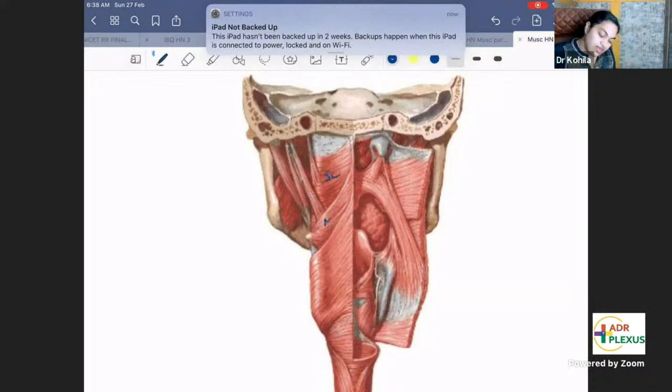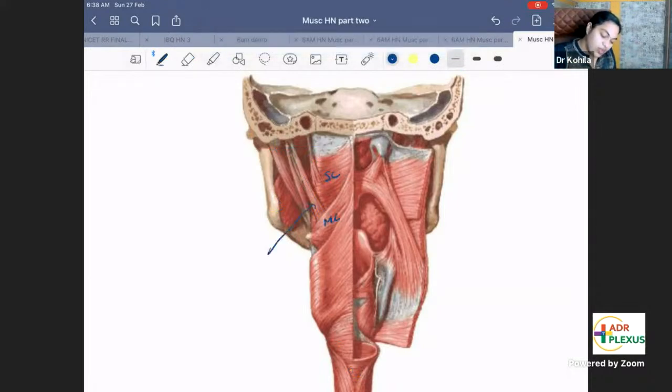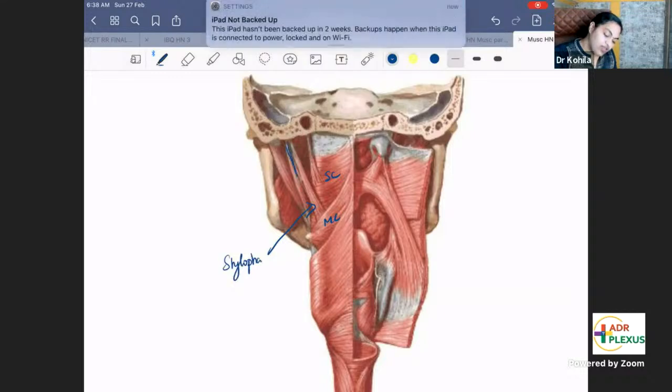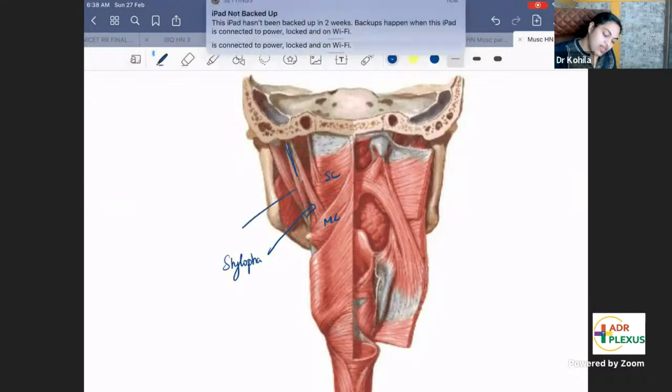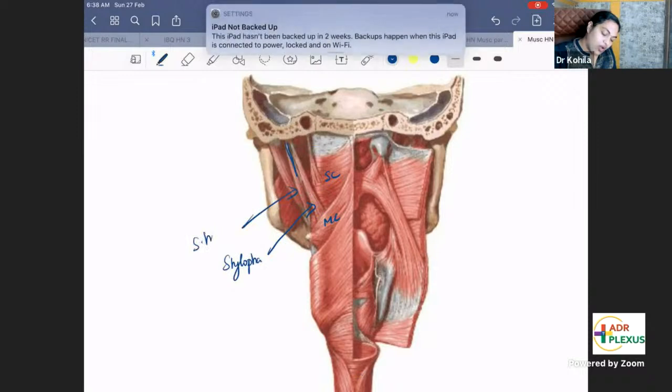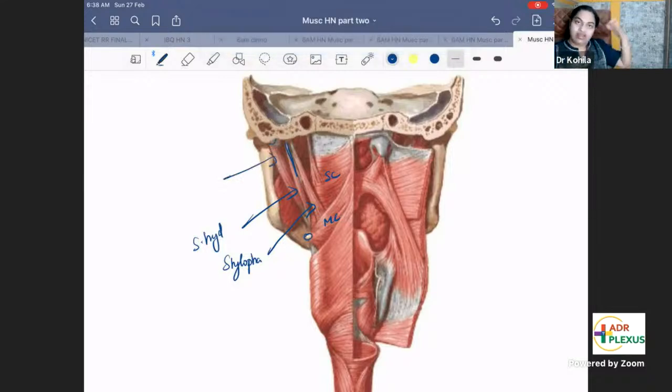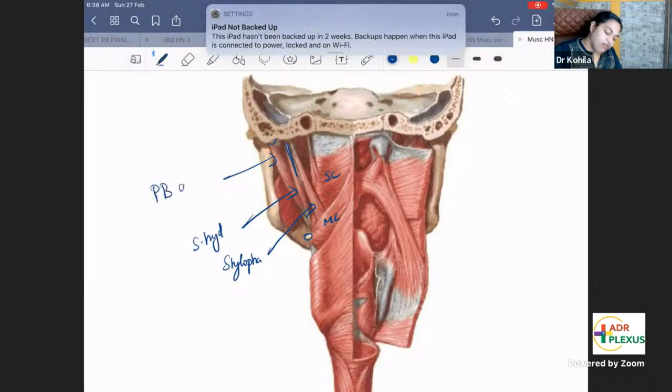Superior constrictor, middle constrictor, and the structure passing between the two is stylopharyngeus. It is the styloid process. Can you see here? This one is stylohyoid, going towards the hyoid bone. This is your mastoid process, and just below the stylohyoid, the posterior belly of digastric.